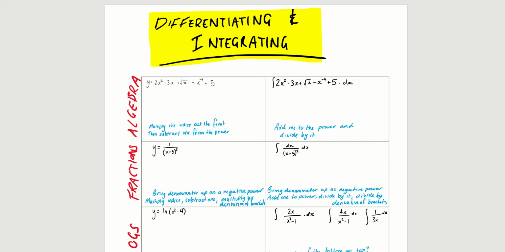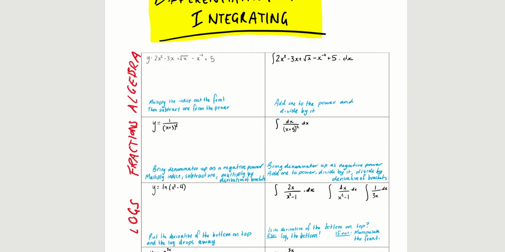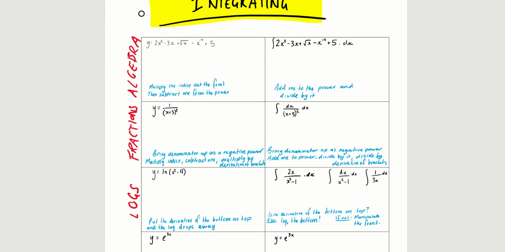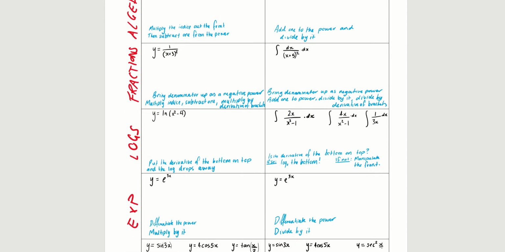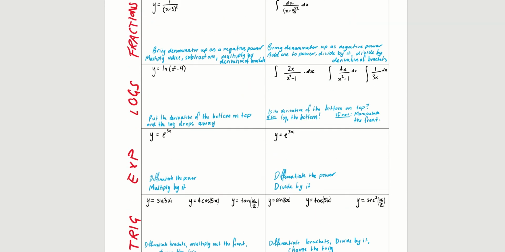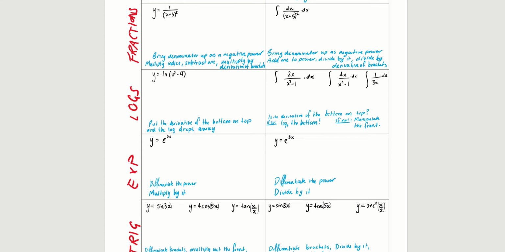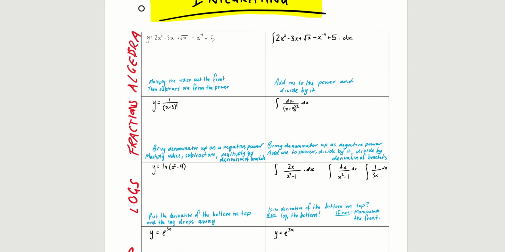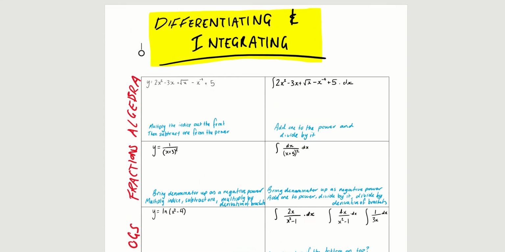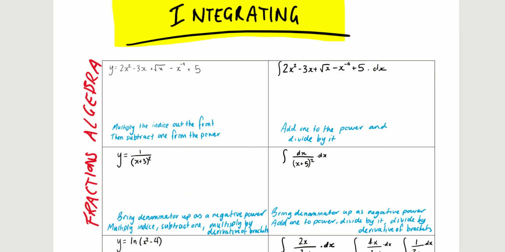Otherwise, the document is just a summary on differentiating on the left-hand side and integrating on the right-hand side. Algebra, fractions, logs, exponentials, and trig. So they're the 5 different things there that you do need to know how to do and do very well in terms of differentiating and integrating for the Advanced Maths course. So let's start straight away.